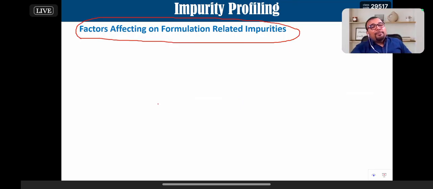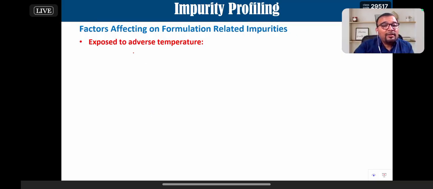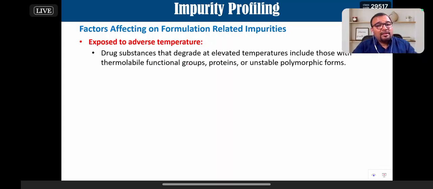And in this particular slide, we'll talk about three important factors and how these three important factors can influence the drug product and can generate the degradation products or impurities. The first and foremost, we talk about the adverse temperature. Drug substances that degrade at elevated temperature include those with thermolabile functional groups, especially proteins.